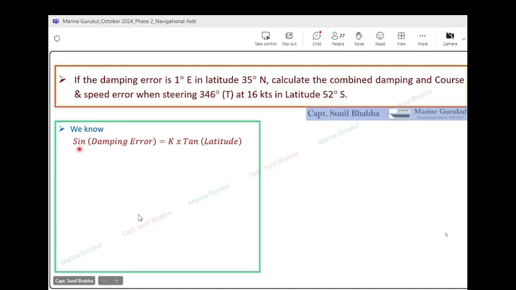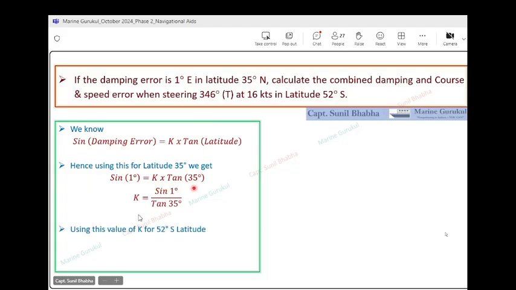First of all, applying the damping error formula with the information provided. Sine of damping error is equal to K tangent latitude. Using it for latitude of 35 degrees north, which is given to us in the question, the damping error is given as 1 degree east. This gives us sine of 1 degree is equal to K into tangent of 35, and it gives us the value of K as sine of 1 degree divided by tangent of 35 degrees. So we have obtained the value of K for this particular compass.